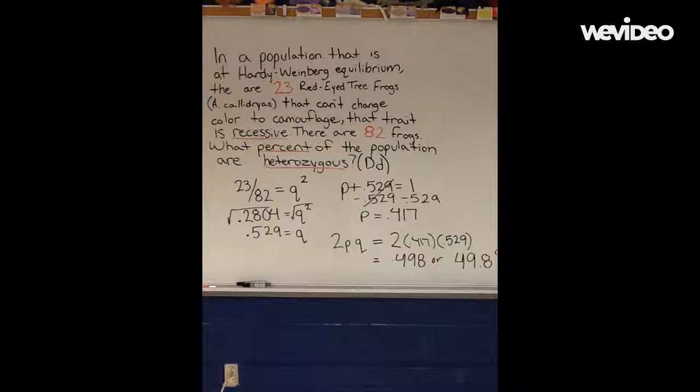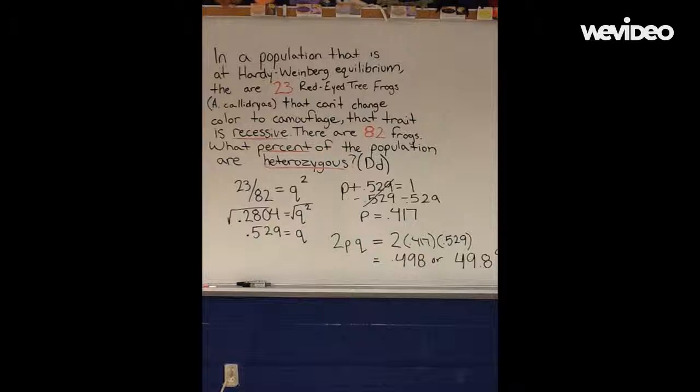So we're going to divide 23 by 82 to get Q squared, which is the frequency of the homozygous recessive. We're going to get 0.2804. We're going to take the square root of both sides so we can find Q, which is the frequency of that allele. We're going to get 0.529, and the other, so we're going to subtract 1 minus 0.529 is going to give us P, because these two numbers added together has to equal 1, which is 100% of the alleles in the population.